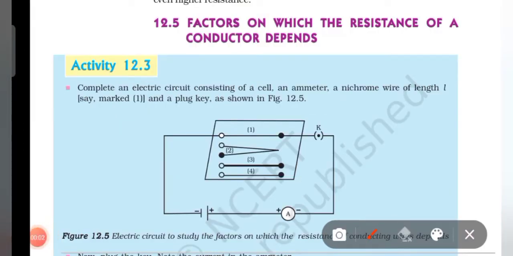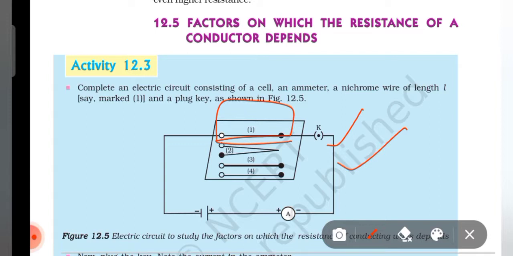Now there is again an experiment to study the factors on which the resistance of conducting wires depends. First of all, arrange the apparatus as shown here in the figure, consisting of a cell. This is the nichrome wire between 2 points of length L, and the plug key and ammeter. First of all, plug the key, then note the current in the ammeter.